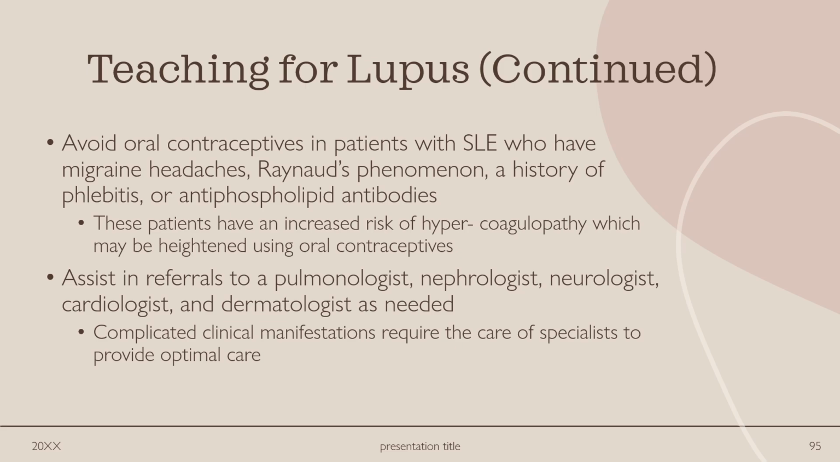Avoiding oral contraceptives in patients with SLE who have migraine headaches, Raynaud's phenomenon, a history of phlebitis, or anti-phospholipid antibodies. These patients have increased risk of hypercoagulopathy, which may be heightened by using these oral contraceptives. Assist in referrals to a pulmonologist, nephrologist, neurologist, cardiologist, and then dermatologist as needed. Complicated clinical manifestations require the care of specialists to provide optimal care.